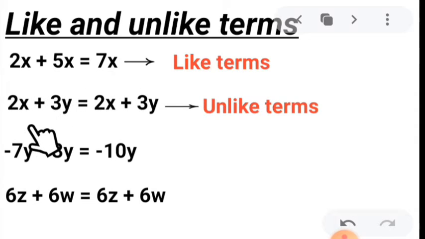Unlike terms are terms where the variables are not the same. We have x and y. x and y are not the same, so they cannot be added. So 2x plus 3y is still 2x plus 3y.